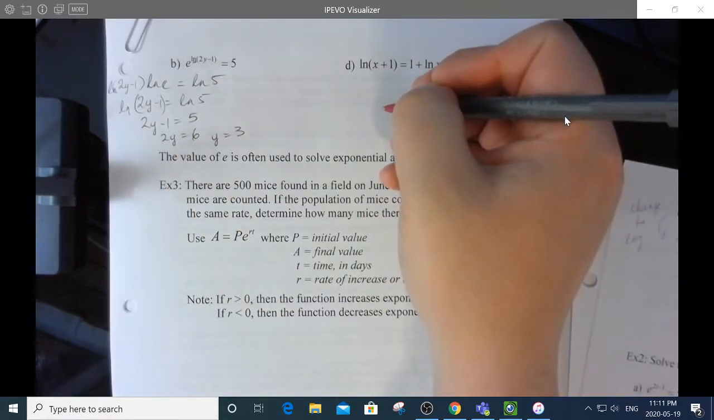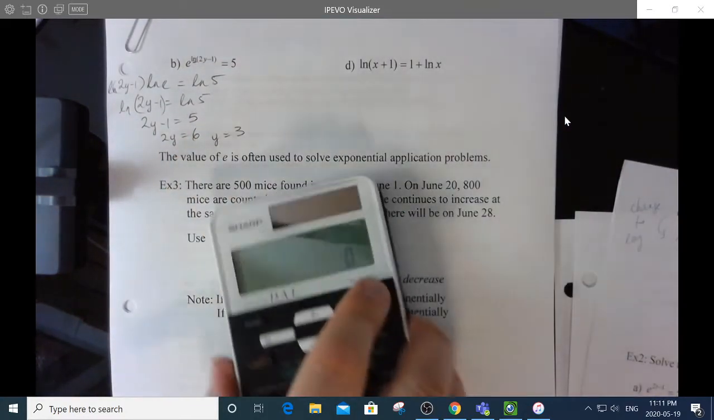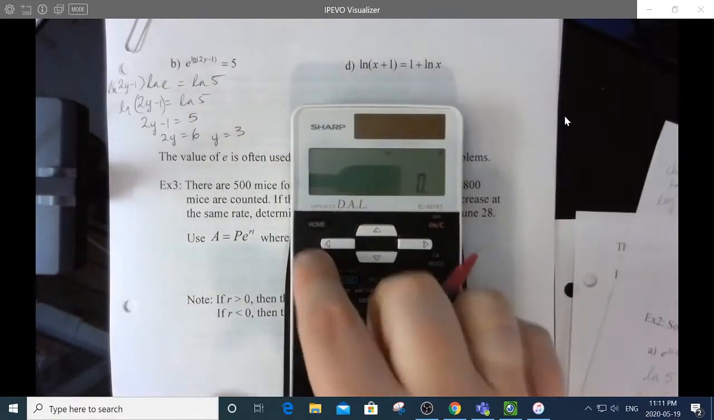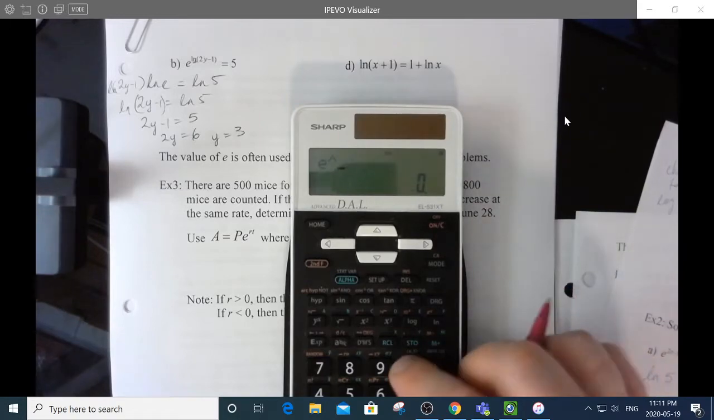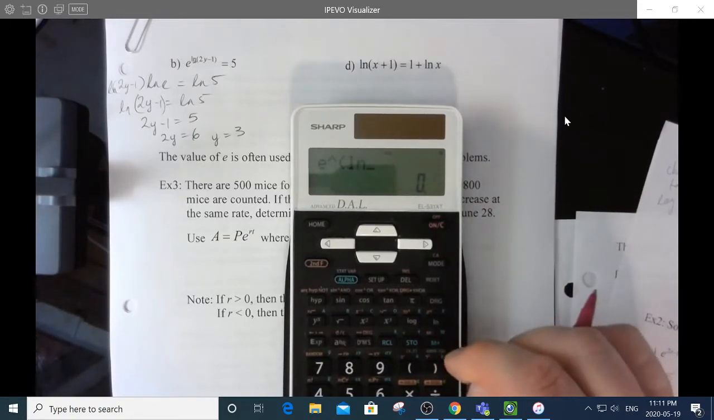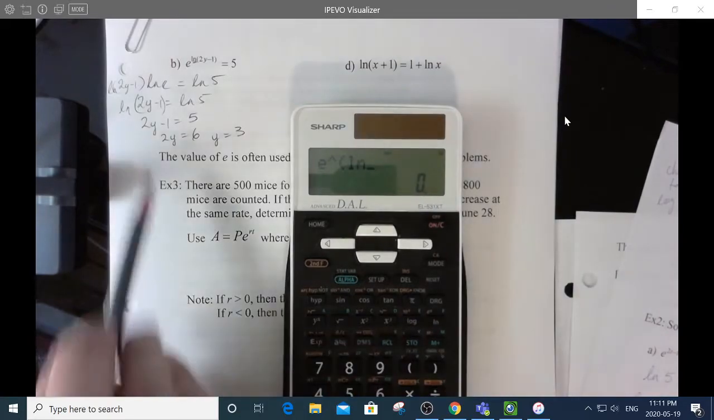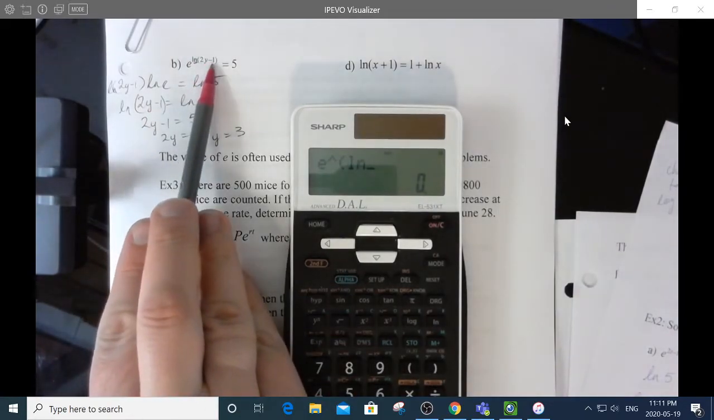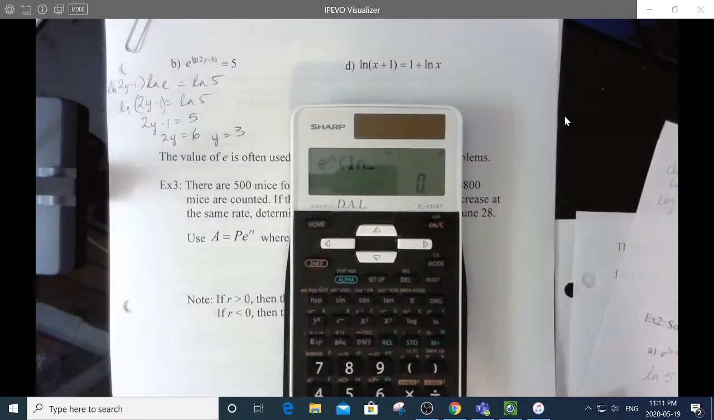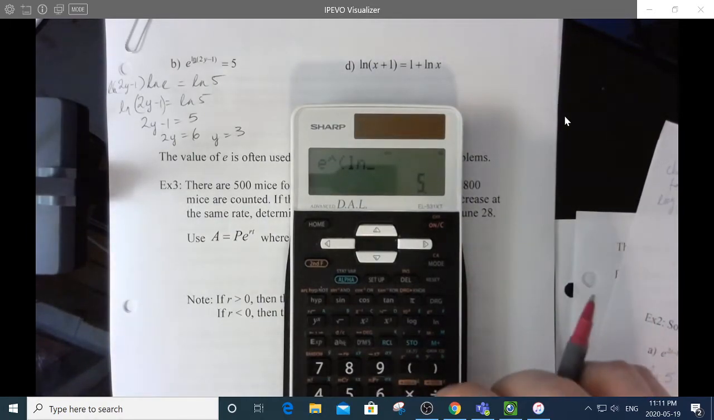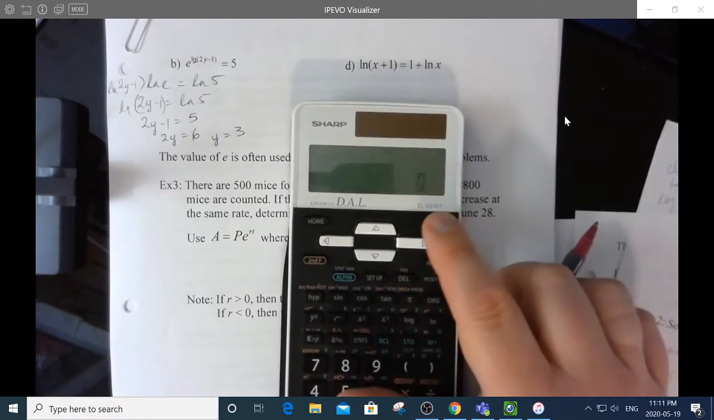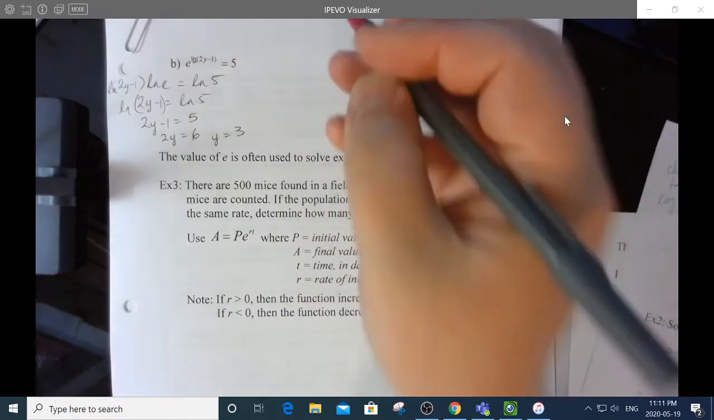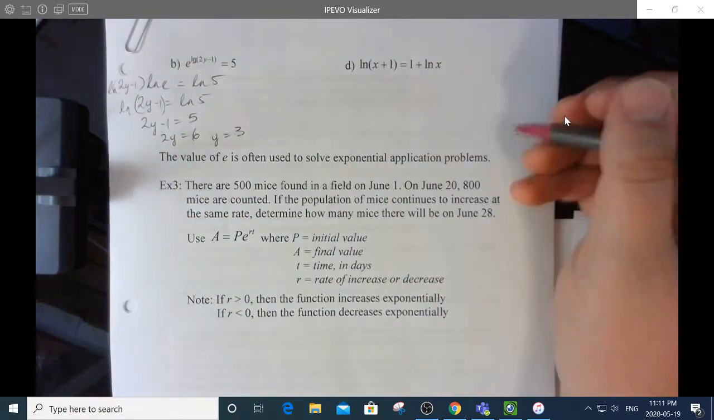And again, you could do a check if you wanted to. You could say that, all right, so e to the power of, open a bracket, the natural log of 2 times 3 minus 1, which is 6 minus 1, which is 5, should equal 5. And it does. And it should make sense that it is equal to 5 when you look at the structure of that equation.